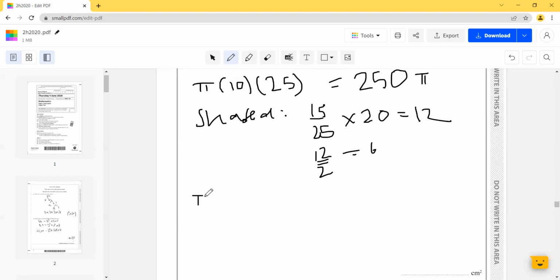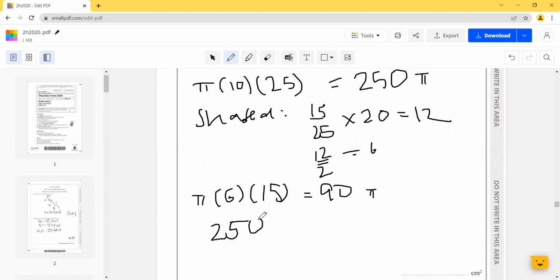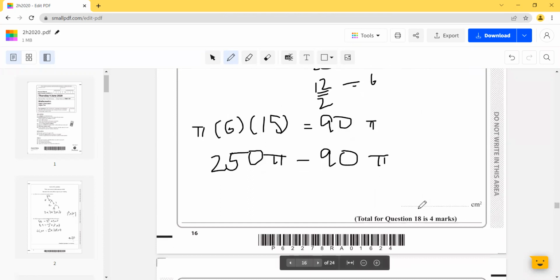So we can do pi r L for that. So pi times 6 times 15 is 90 pi. So now we can just do 250 pi minus 90 pi, and the answer is 160 pi.